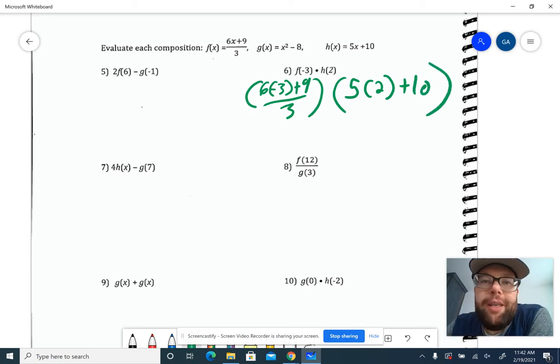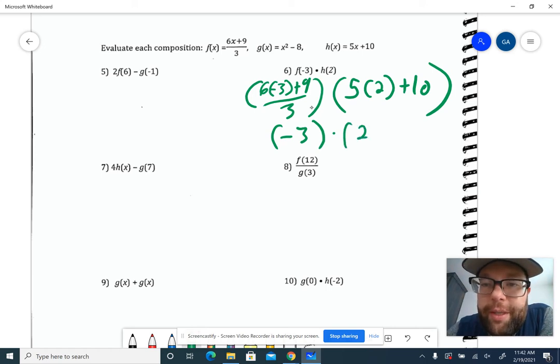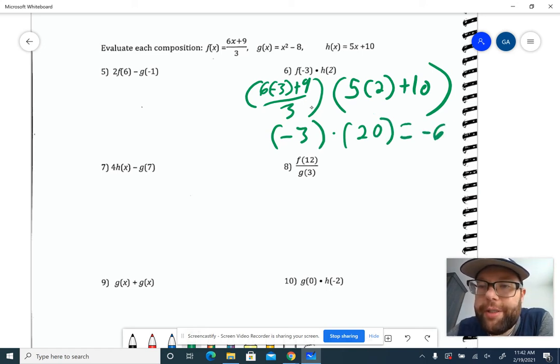Okay. 6 times -3 would be -18, plus 9 would be -9. Divide by 3 would be -3. So f of -3 is just going to be -3. And then h of 2, 5 times 2 is 10, plus 10 is 20. So -3 times 20 is just going to be -60. And that would be my answer.